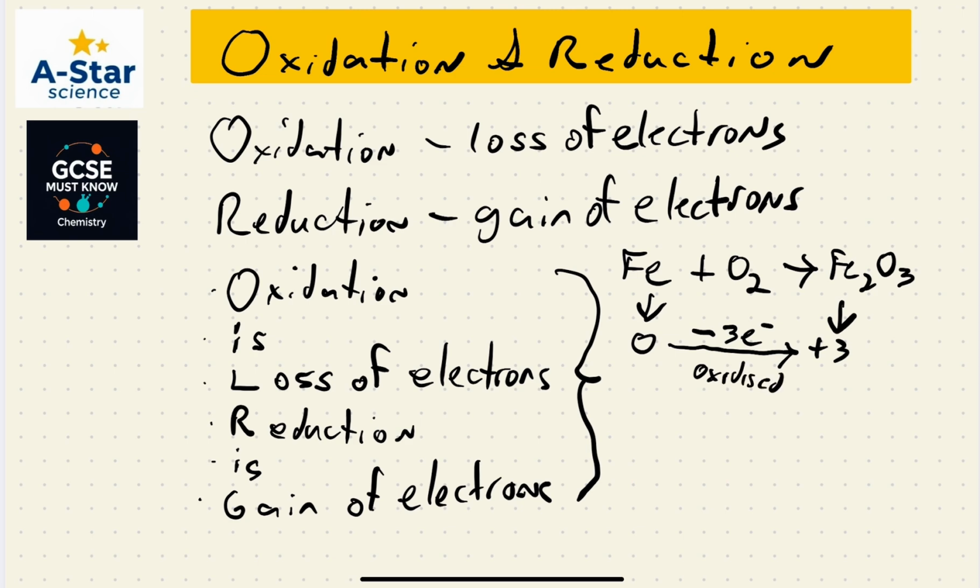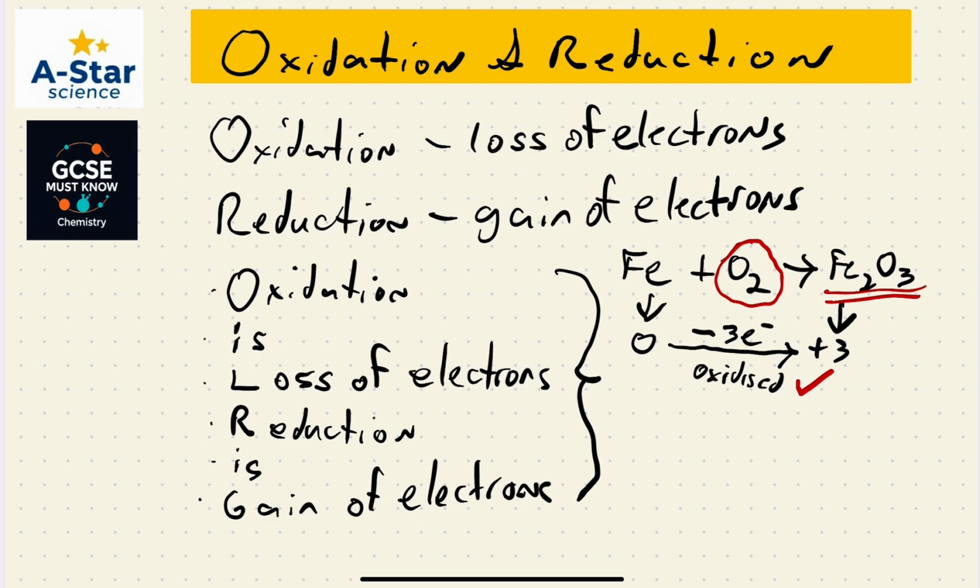And we can see that fulfills both of the definitions. The first definition was adding oxygen, and clearly the iron has had oxygen added onto it. As well, we can see that oxidation is loss of electrons, and it's lost electrons there. We can see it's gone from 0 to +3.